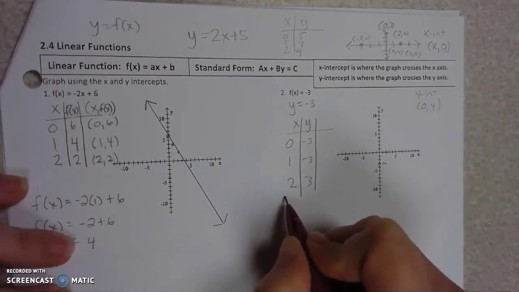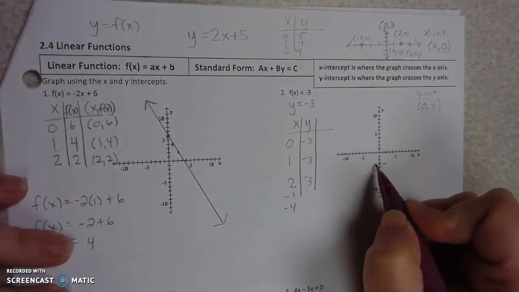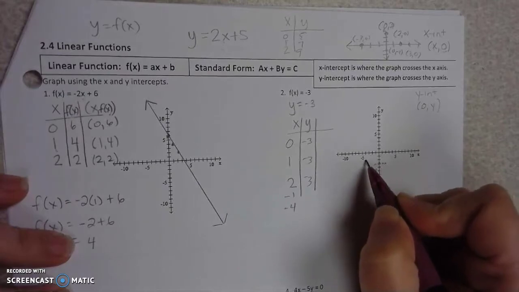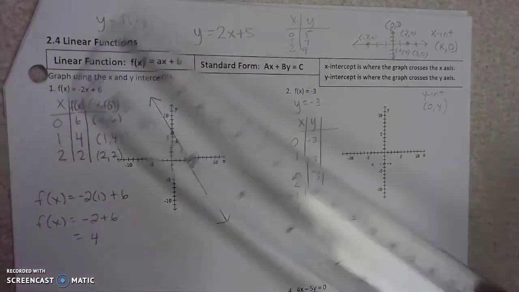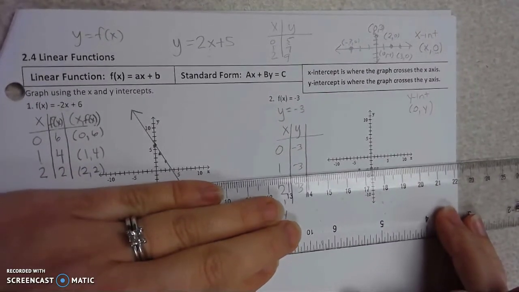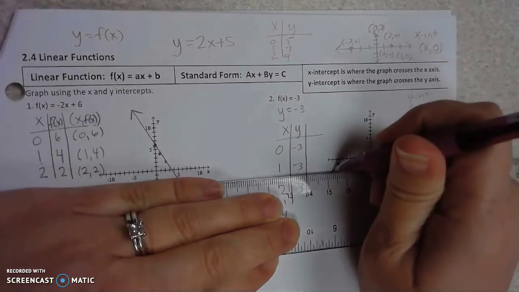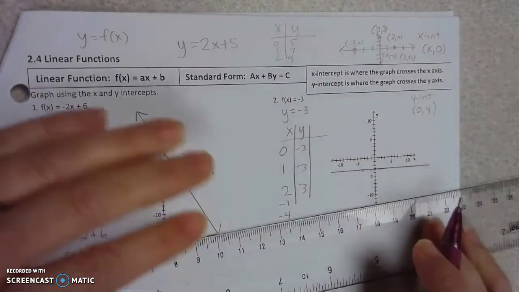And so no matter what I picked, if I picked negative 1, negative 4, I would go left 1 and down 3, left 4 and down 3. Alright, you should start to see what kind of line it's forming. And so what you should get is a horizontal line that passes through where y is negative 3.